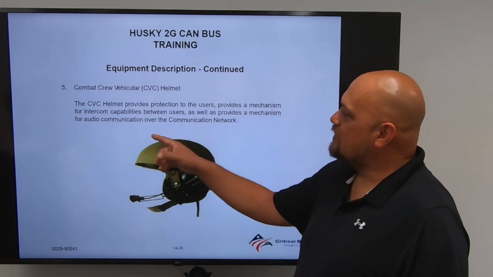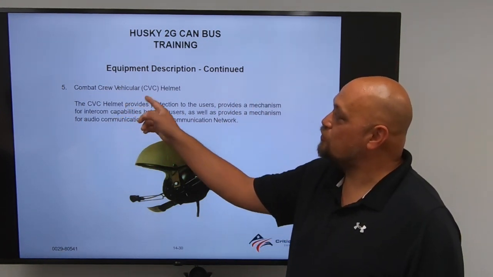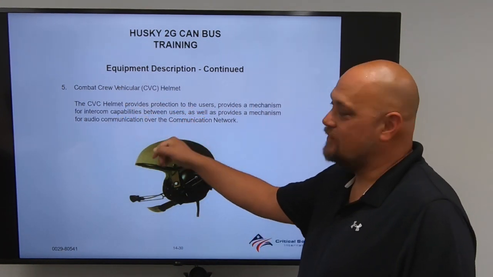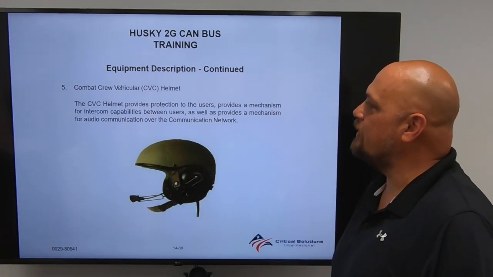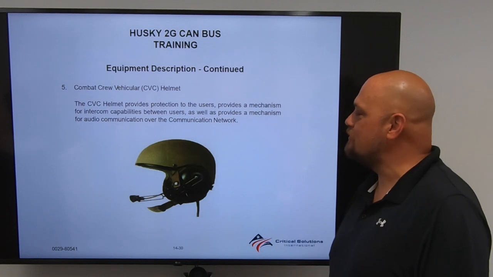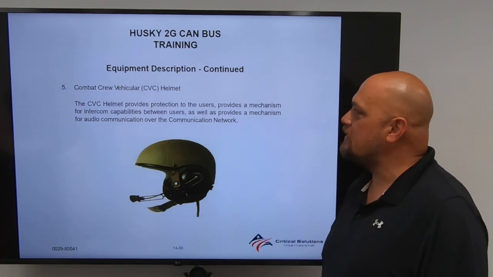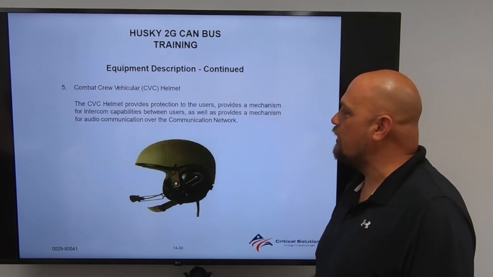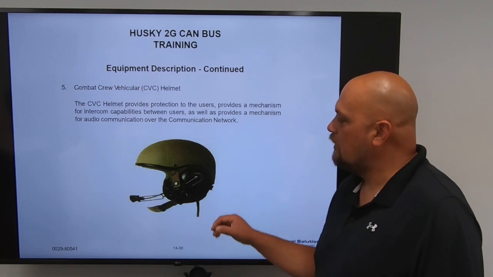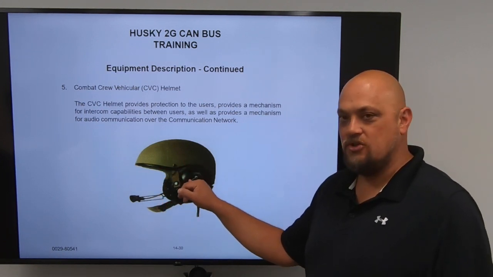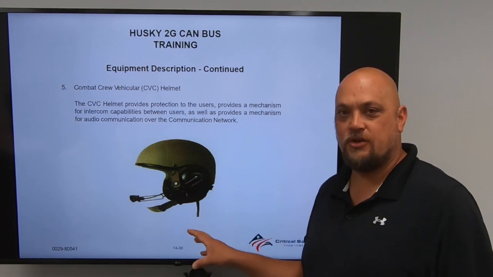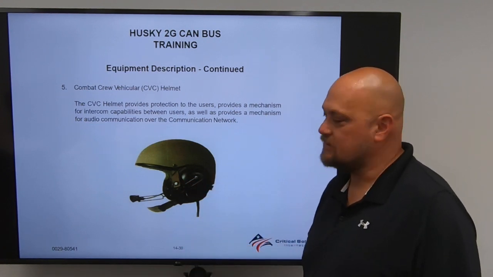Equipment description continued. Your combat vehicular crew, or CVC, helmet. The CVC helmet provides protection to the users, provides a mechanism for intercom capabilities between users, as well as provides a mechanism for audio communication over a communication network. Your Husky should have 2 CVCs in it. This is to be used with the PI transmit box, the radio interface box.